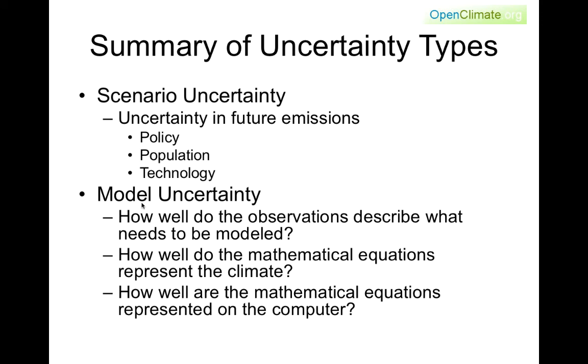And then we add to that the intrinsic uncertainty that is associated with these tools, these models to predict the future, to project the future, which is based upon how well do the observations describe what needs to be modeled, that is, how well do we understand the physical system, and then how well do the mathematical equations represent those observations in the climate and the physics, the chemistry and the biology, which determine cause and effect, and then how well are the mathematical equations represented on the computer.